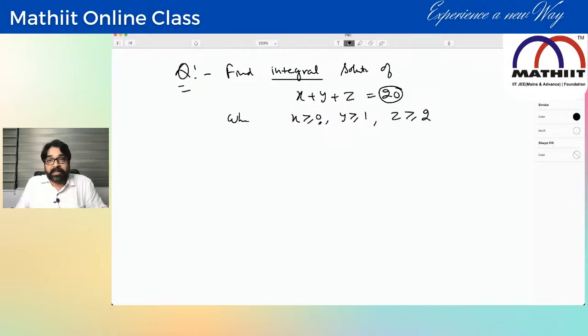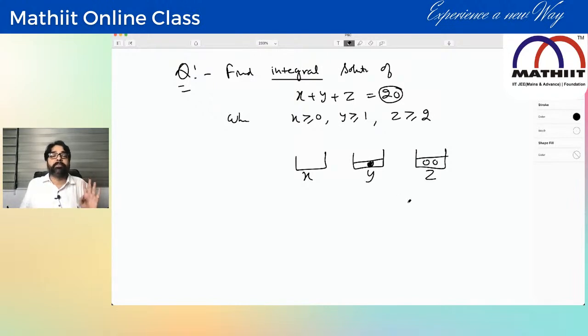But here they mention x greater than or equal to 0, y greater than or equal to 1, z. So three containers whose names are x, y, z have their own conditions. X says whatever you give me, I'm happy, so don't touch him. Y says no, I want a minimum of one, so give him one. Identical objects, giving one is very simple, one way. Z wants that two should be there with me. Give to them.